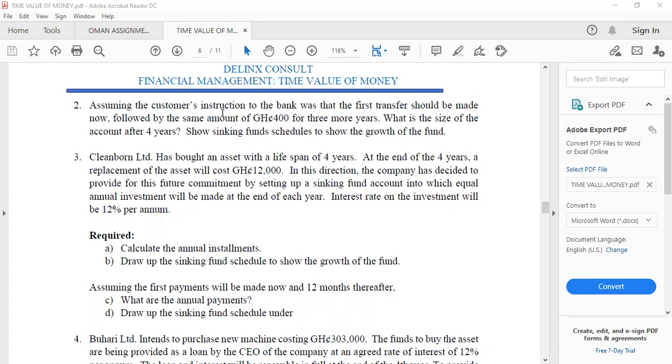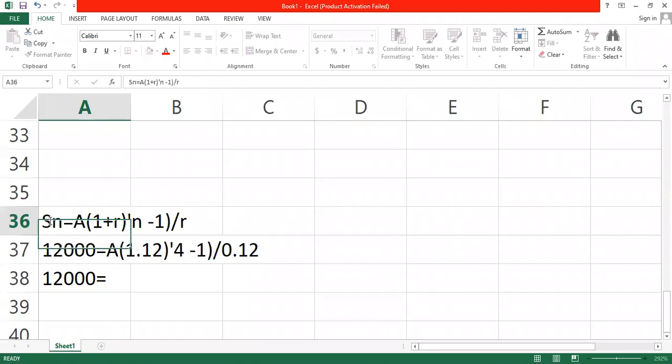Are you okay? So it's the same formula, but we don't put the future value over here again. We put Sn to replace the future value. Now we are not doing annuity again, but we are doing a sinking fund. So the Sn represents the future value of the sinking fund. All right. So what you do is that the 12,000 is the future value, is equal to, then you do 1.12 exponent 4.